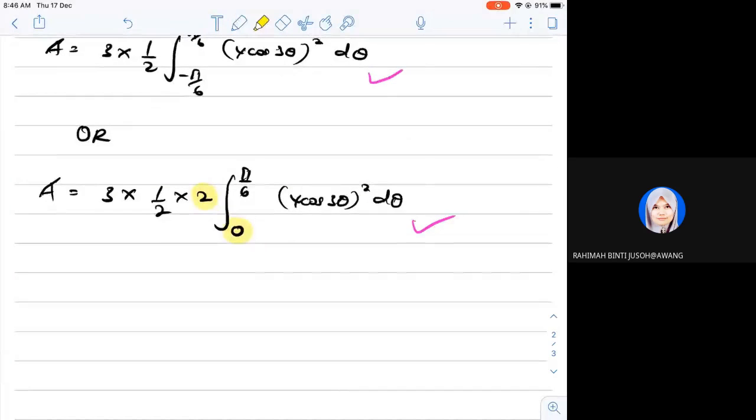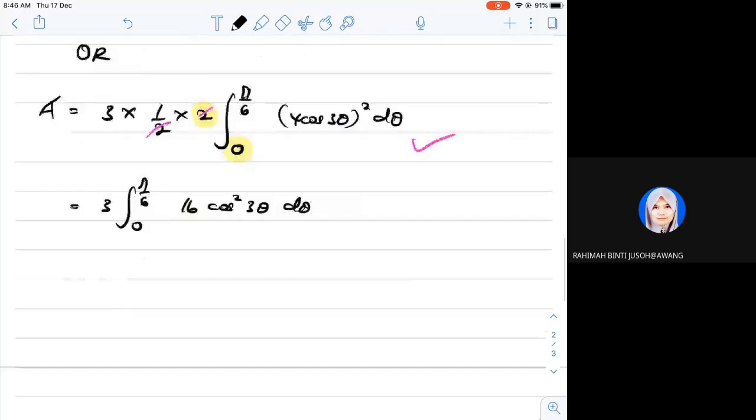So let us proceed, guys. We can cancel this and this. So I can proceed: 3 times the integral from 0 until pi over 6 of 4 squared, which is 16, times cos squared 3 theta d theta. Now 16 times 3, we get 48, integral from 0 until pi over 6 of cos squared 3 theta d theta.